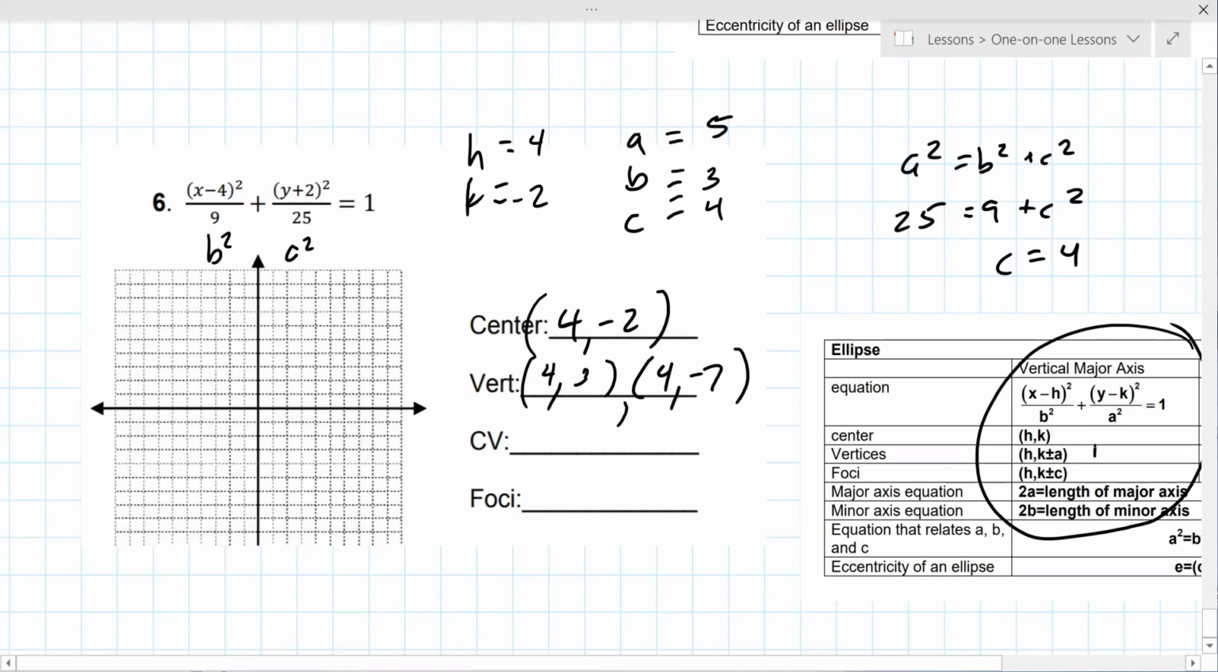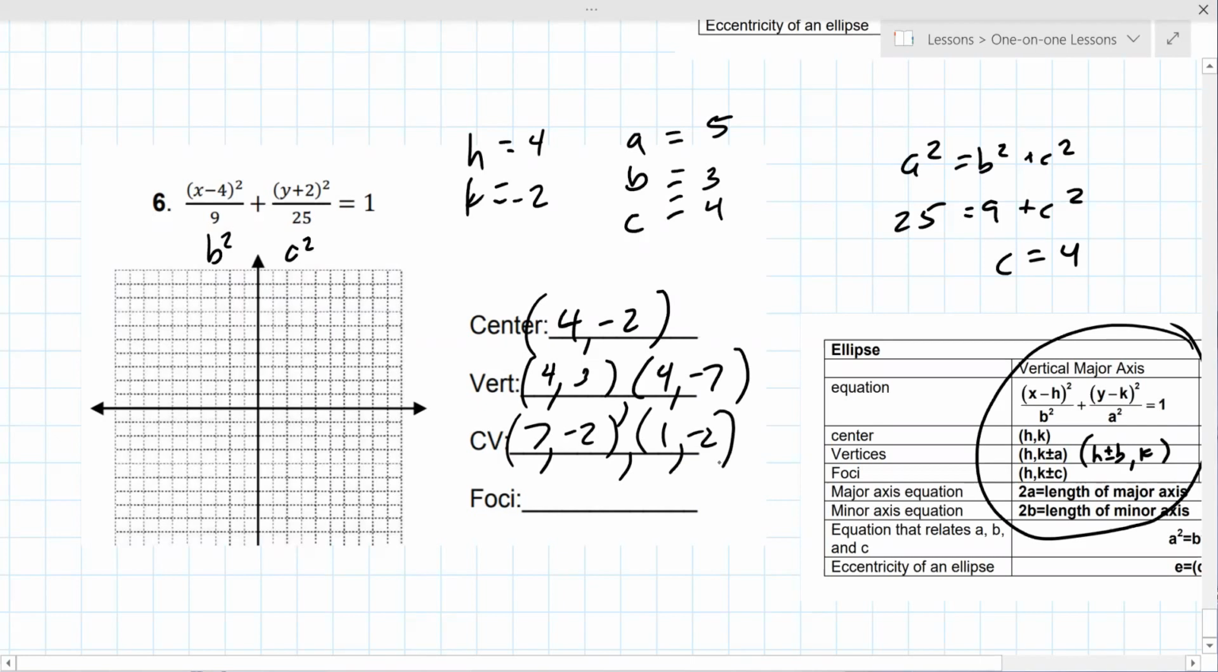Co-vertices, H plus or minus B, comma, K. H is 4, 4 plus 3 is 7, so 7, comma, -2. Then it's 4 minus B, 4 minus 3, which is 1, comma, -2.